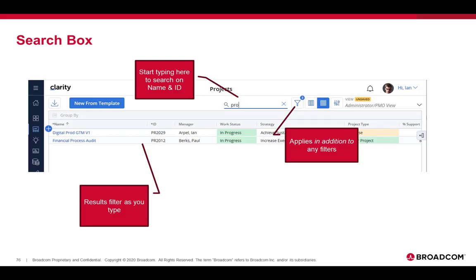For the search box, it's up on the top of the grid, right next to the filter icon. You start typing there to search on name and ID. The results will filter as you type. Note that it applies in addition to any filters. So if you have filters applied, it will look within that filter set for those particular projects or investments or whatever you might be looking at, risks, issues, anything using the common grid component.